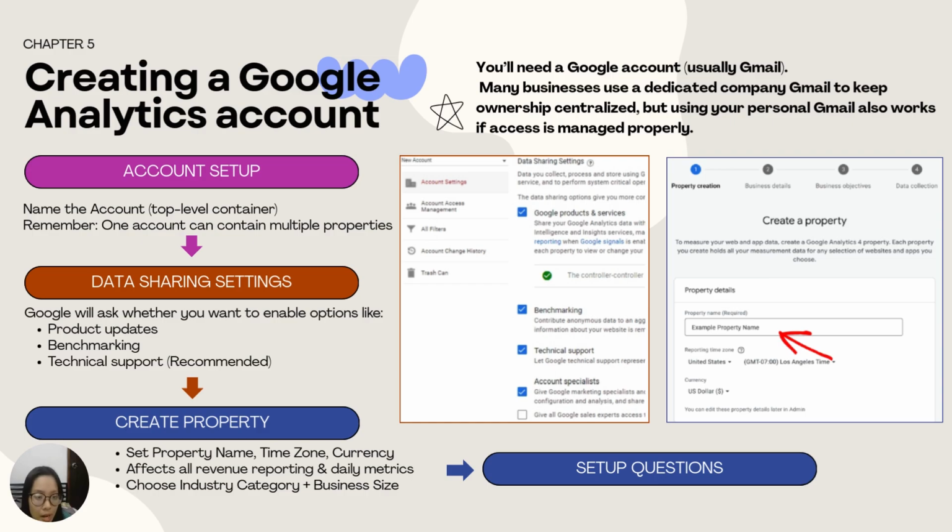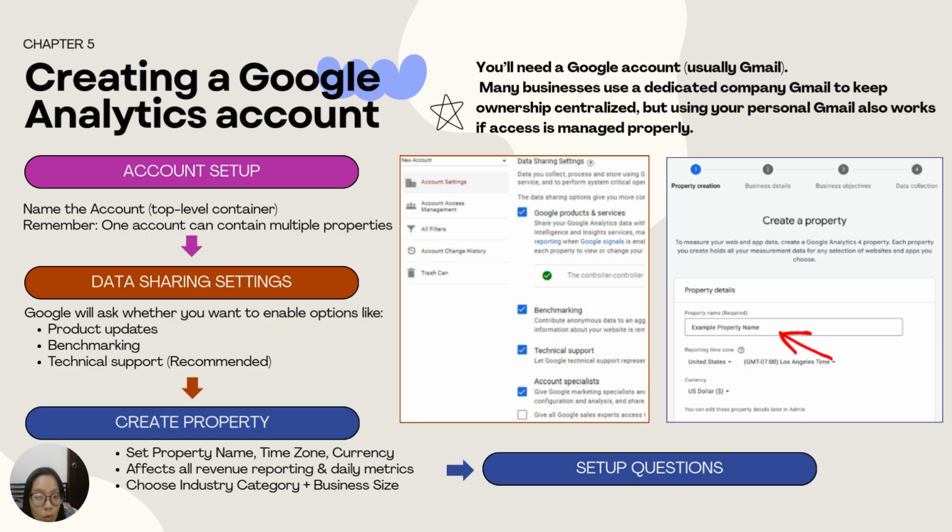not mixed together. When you start a new account, Google will ask you to name it. This account is the top level container in the analytics hierarchy. Under one account, you can have multiple properties, for example, one property for each website or app you manage.